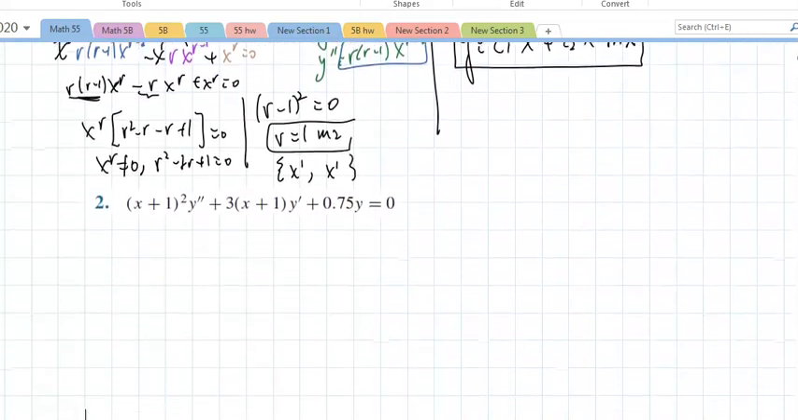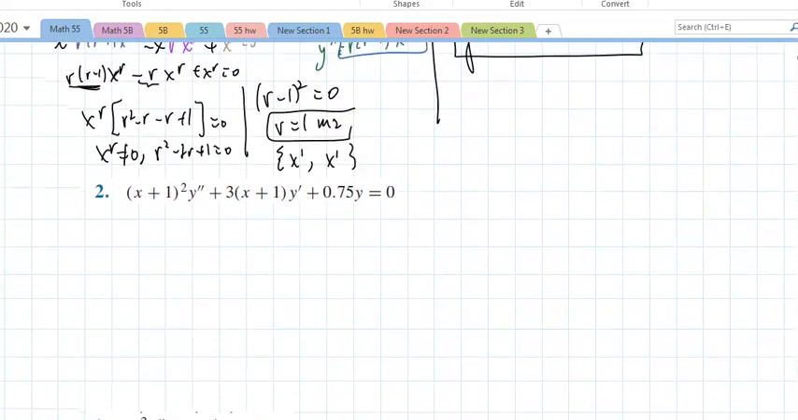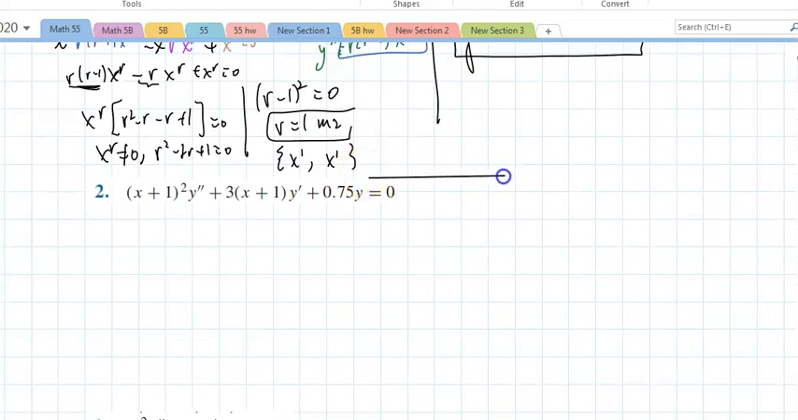If I look at problem number 2, same deal. Let's tackle that. I noticed that this is x plus 1, not x, x plus 1. Can you guess what I'm going to let y equal? X plus 1 to the r.